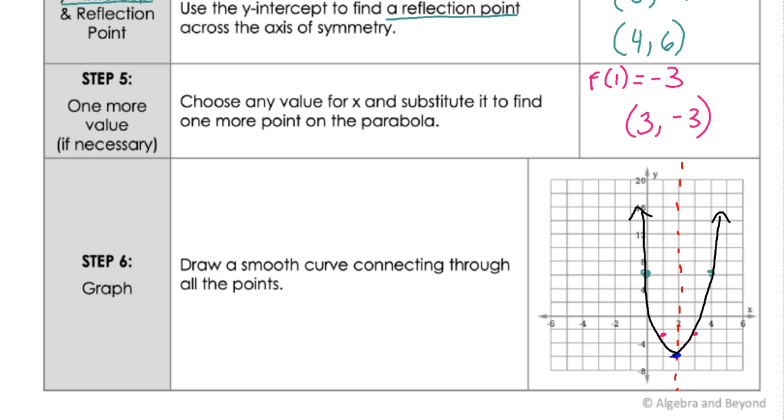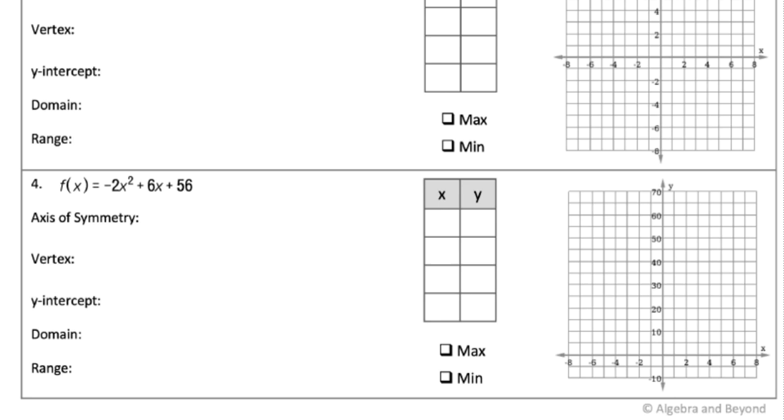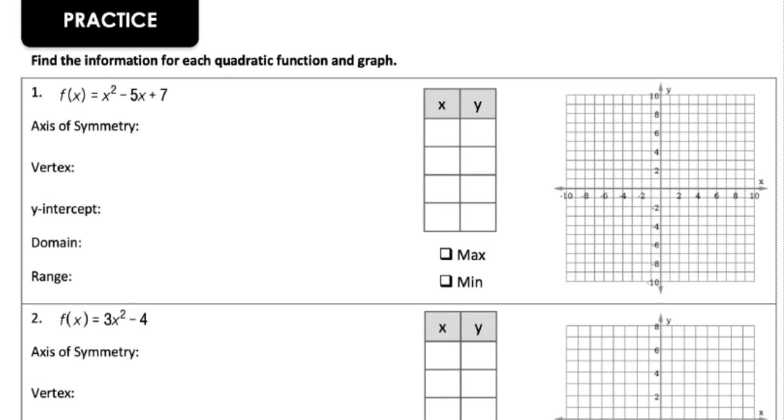Okay, we're going to use those steps to practice graphing some on the next page. All right, let's start with number 1 here. Again, the first thing that's most helpful is to identify those a, b, and c values. So a is 1, b is -5, c is 7. So I know that this is going to be a parabola that opens up and has a minimum value.